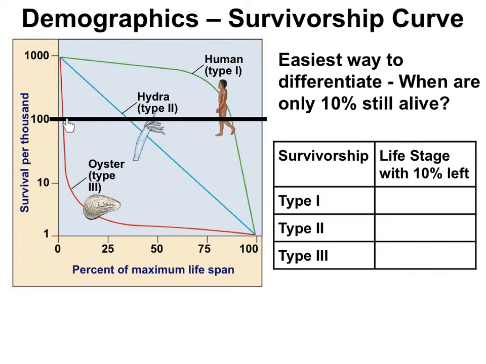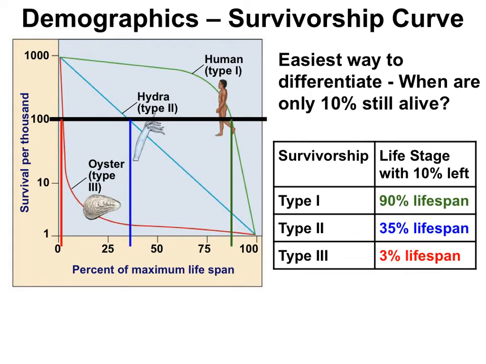Okay, so now draw a line down where this line intersects with each survivorship curve. Here we go. So type 1 survivorship means that 10% of the cohort remains at about 90% through the lifespan. For type 2, 10% are still alive, or 90% have died about 1/3 of the way through the lifespan. And in type 3, there are only 10% of survivors, only about 3% through their lifespan. So 90% of these organisms die within the first 3% of their lifespan.